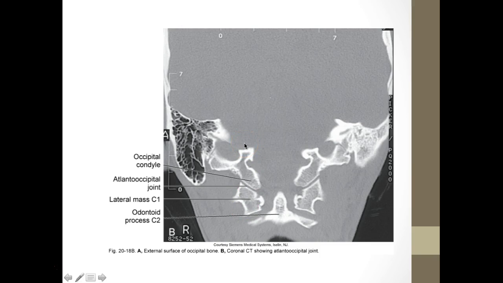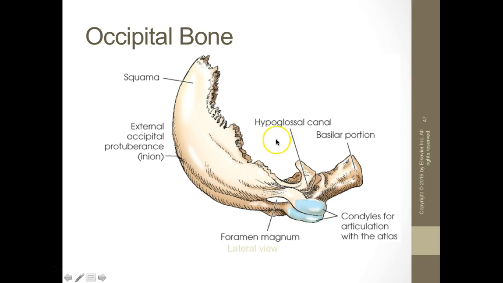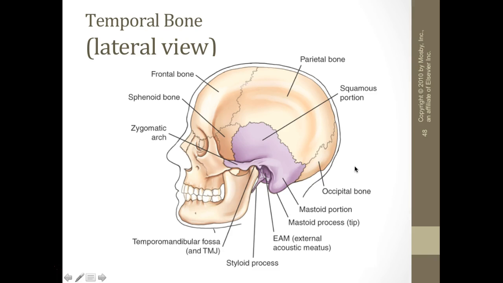So looking at a CT coronal, you can see here this is your occipital condyle, this is your atlanto-occipital joint with your lateral mass of C1 and your odontoid and dens there. Looking at a sagittal view, you have your squamous, here's your inion coming down to your foramen magnum, here's your condyles for articulation with your atlas. You have your hypoglossal canal and your basilar portion, which goes into your clivus.